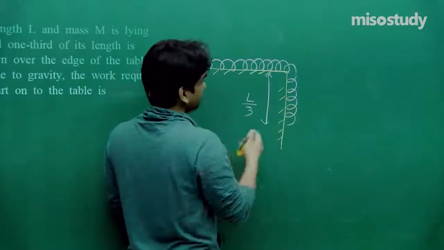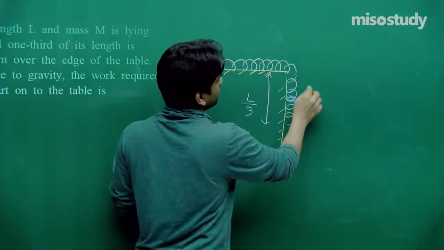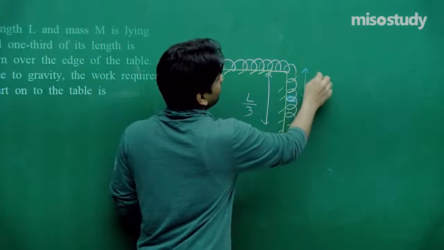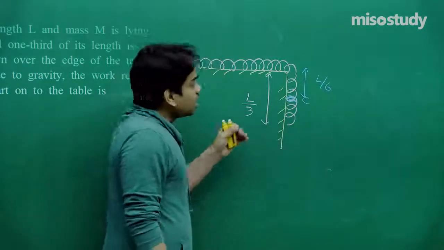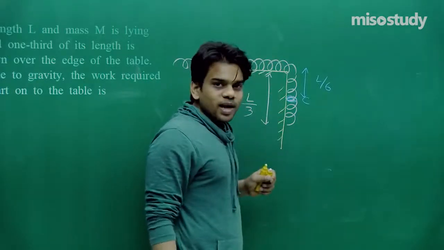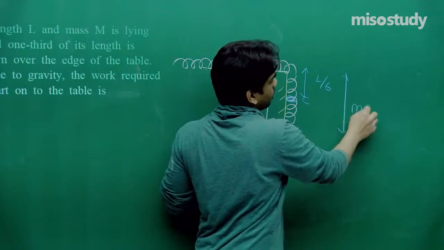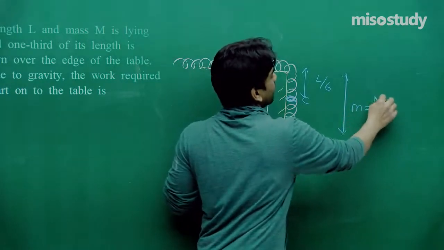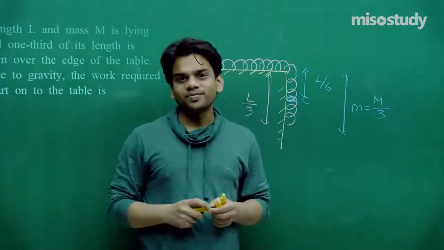The center of mass of this part will be somewhere here. I'm marking this as C, and it will be at a length of L by 3 by 2, so L by 6. This is the 1/3 part, and if the total mass is small m, its mass will be m by 3. Quite easily we can find out m by 3.